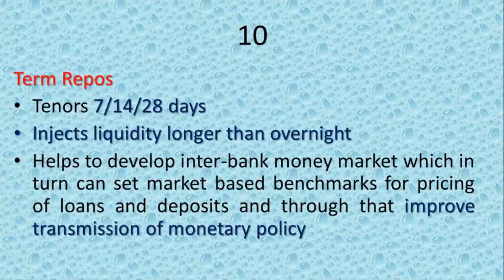So final slide is term repo. Term repo is having tenures of 7 days, 14 days and 28 days. So this was brought to inject liquidity longer than overnight. It helps to develop interbank money market, which in turn can set market based benchmarks for pricing of loans and deposits. Through that it improves transmission of monetary policy. So it creates a benchmark for loans and advances, loans and deposits, and it improves transmission of monetary policy.